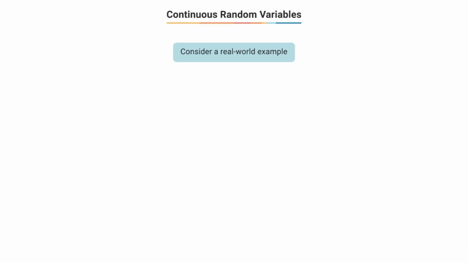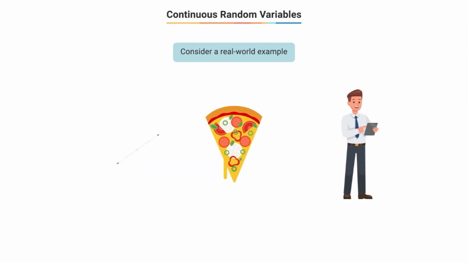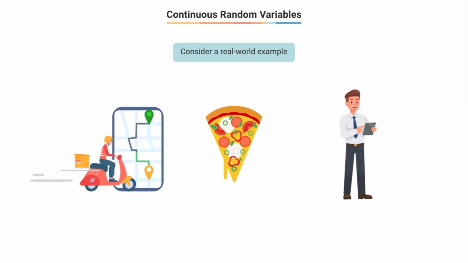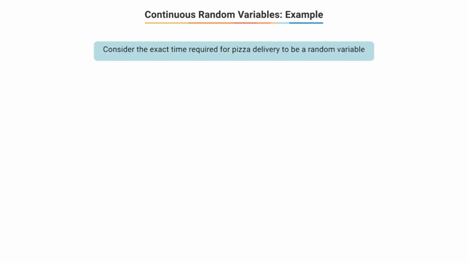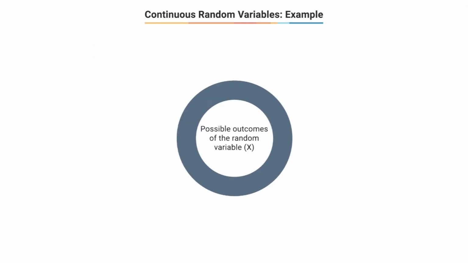Let's consider an example. All of us have ordered a pizza at some time in our life. So consider yourself as a manager at one of the pizza delivery outlets. Now, as a delivery manager, you are concerned with the average time it takes for a pizza delivery to reach a customer. So let's consider a random variable, which is the exact amount of time required for a pizza delivery to reach a customer. Let us name this capital X, and let's say that this X is calculated in minutes. Now let us list down all the possible outcomes of this random variable.